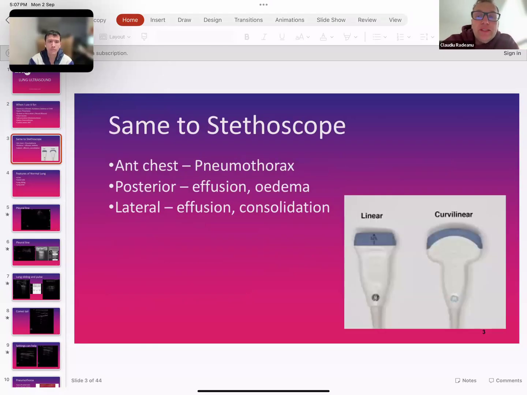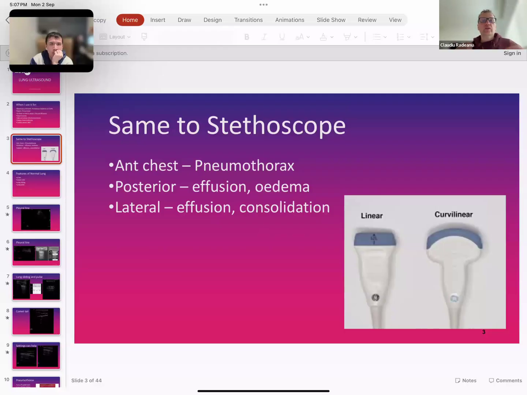Okay, the probe that I use is either the curvilinear or the linear probe. And where do I place the probe? I place it basically where I use the stethoscope, anteriorly and posteriorly, and there is an advantage for each of them. The anterior chest, particularly with someone in supine position, helps with pneumothorax. When you put it posterior, it's for pleural effusion or edema. The lateral, so the mid-axillary line, helps you with effusion or diagnosing consolidation. So coming back, I'll use it where you use the stethoscope.